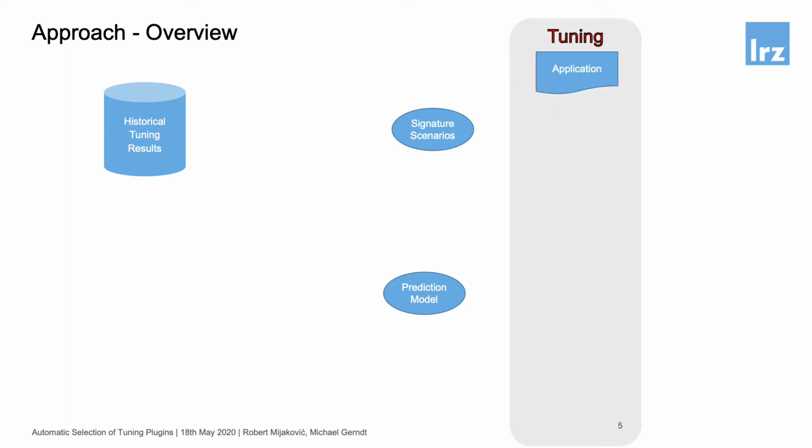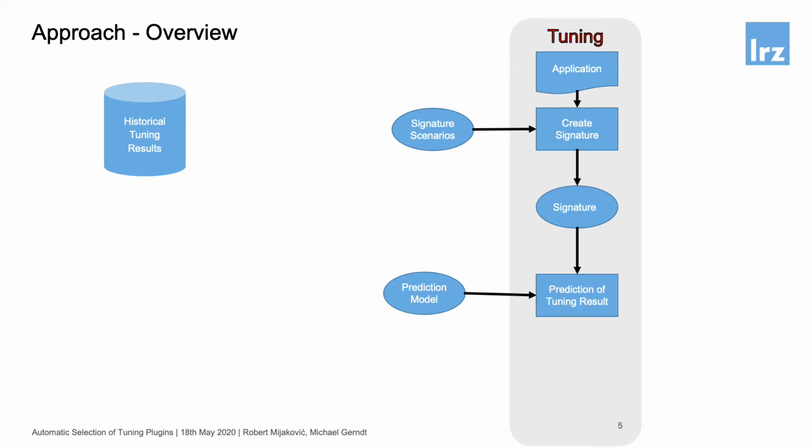When the user requests tuning, he selects an application that he wants to tune. The application is given to PTF with the configuration set by the user, which contains his expectations to justify the tuning effort for individual tuning aspects, and which tuning aspects have to be tuned for. The application is now executed with several signature scenarios, and the signature is created. The signature is now used as input to the prediction model to predict the tuning potential.